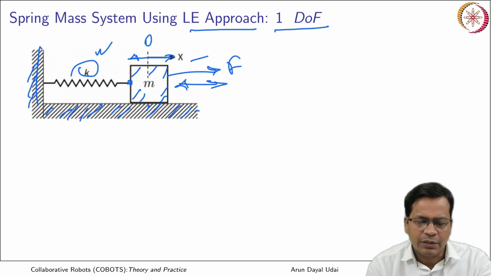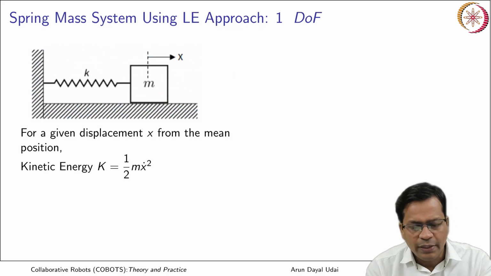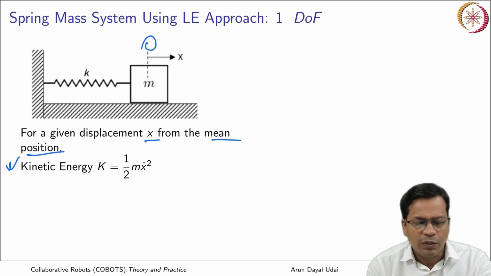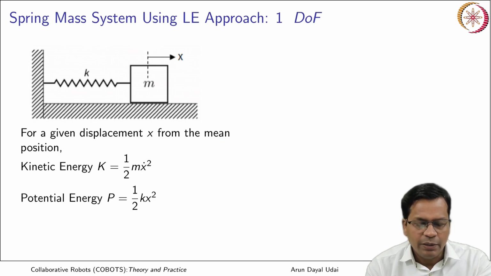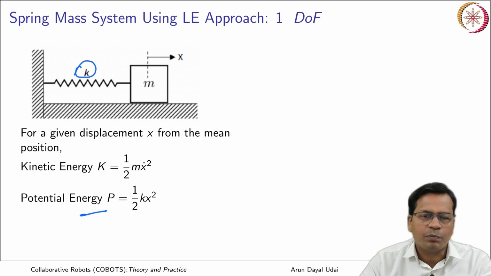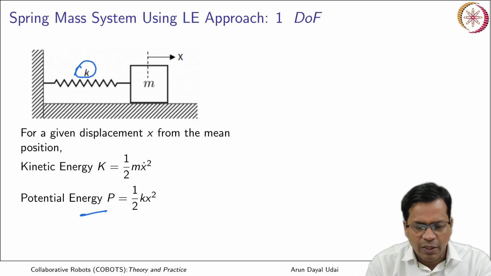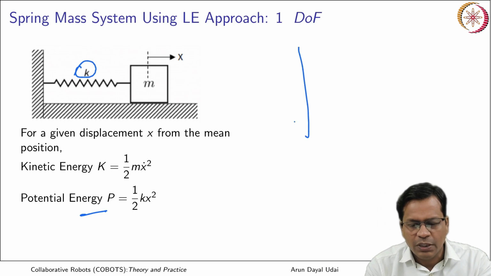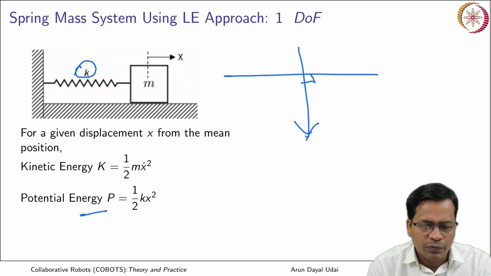So along x, let us say. For any given displacement x from the mean position, the kinetic energy will be K equal to 1/2 m ẋ². What is ẋ? ẋ is the rate of change of x, that is the velocity. Similarly, potential energy will be only due to the spring. It is not moving against or towards gravity, right? It is not along the gravitational forces. If g is like this, it is moving perpendicular to that. So the only forces are because of this spring.